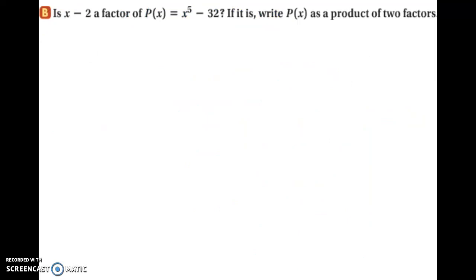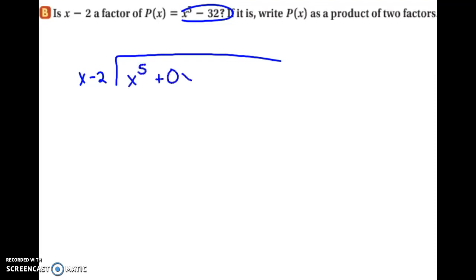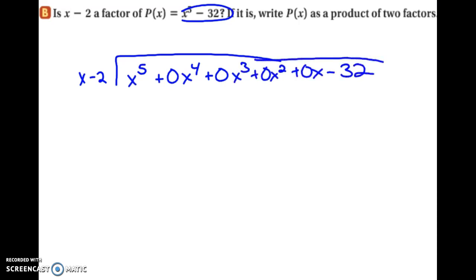In this next problem, we want to know, does x minus 2 go into all of this? And if it does, write it as a product of 2 factors. So that's x to the 5th plus 0x to the 4th plus 0x cubed plus 0x squared plus 0x minus 32. So we always want to have all of our exponents accounted for, 5, 4, 3, 2, 1, and then none. Then the same question happens.